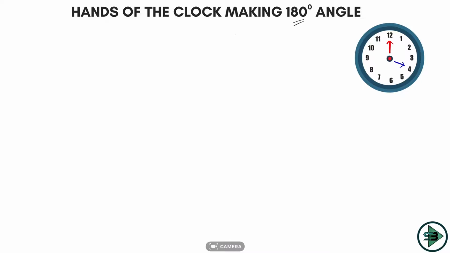Between 4 to 5, in this 1 hour, how many times will it happen that the angle between the two hands of the clock will be 180 degrees? So 90 degrees happens twice, right? How many times will it happen that the angle between the two hands of the clock will be 180 degrees in this 1 hour of 4 to 5? So what will happen first? This minute hand will move here, and eventually it will come here and overlap at 4 hours 21 minutes 59 seconds, right? We know that.